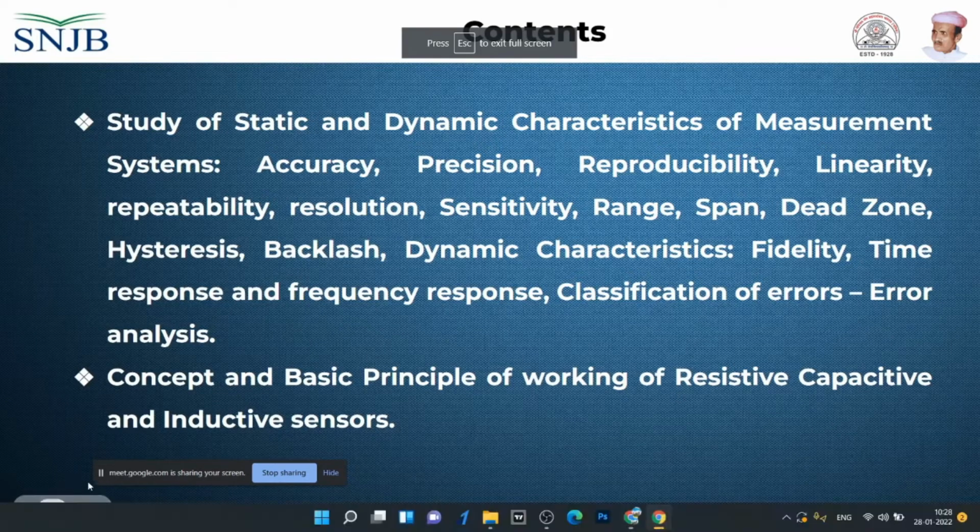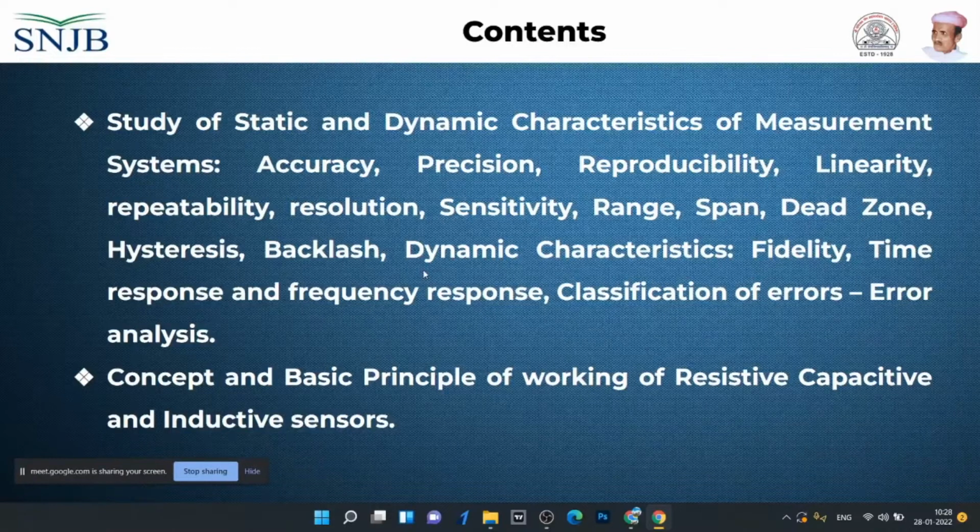Today we are going to start this topic, the study of static and dynamic characteristics of measurement systems. Whatever measurement systems you are using, regardless of the type of physical phenomenon you are going to measure, like water level, air pressure, air temperature, water temperature, anything, take any measurement system. There are a few characteristics of those systems, and there are basically two types of these characteristics. First one is static characteristics and the second one is dynamic characteristics.